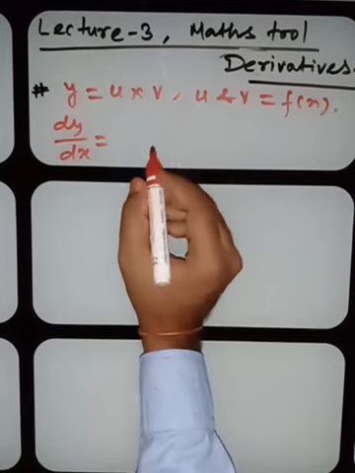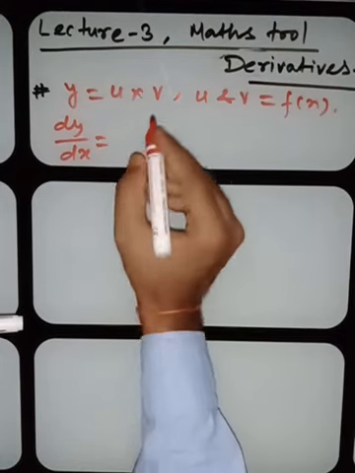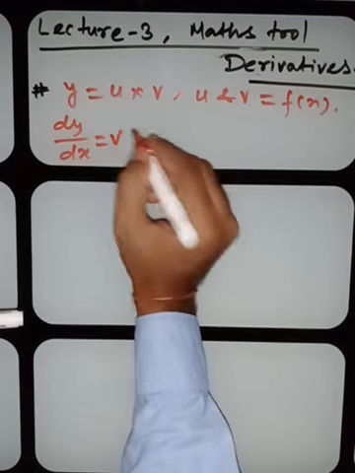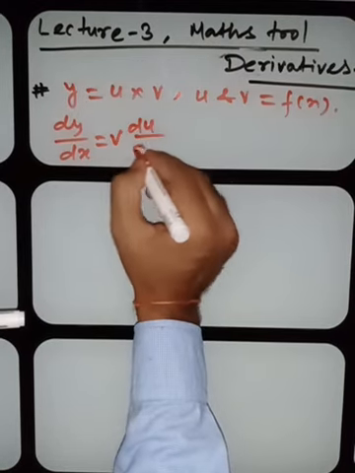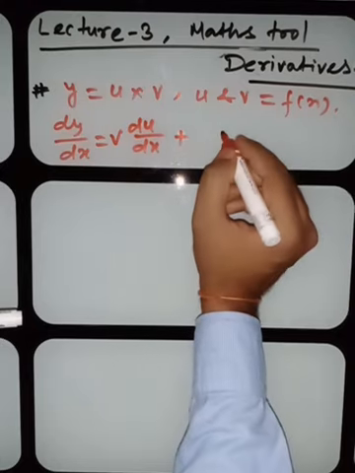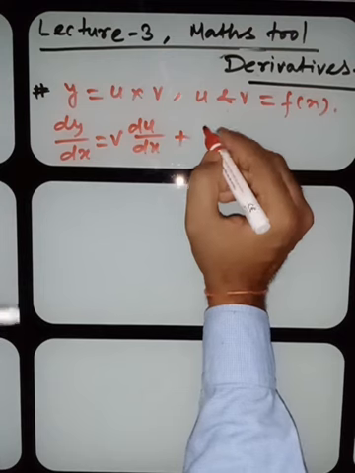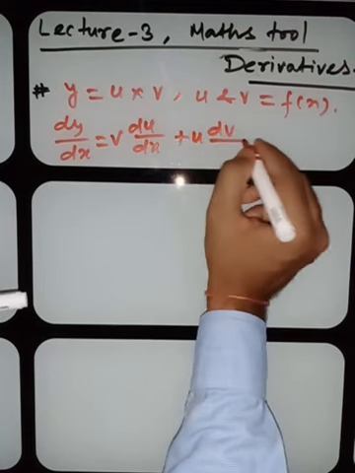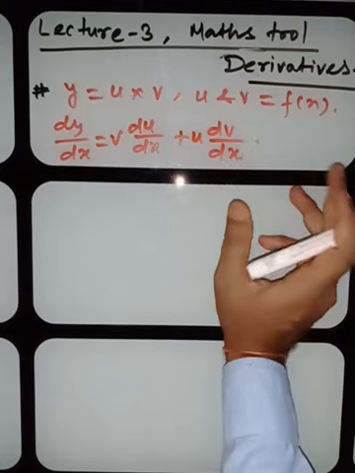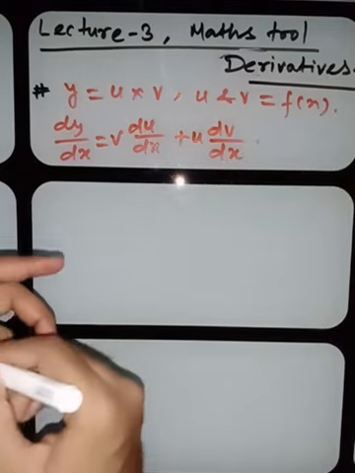Look here carefully. First you have to differentiate u, keeping v as constant. So take v out and differentiate u with respect to x, plus now keep u as constant and differentiate v. This is the formula, remember, my dear students: v du by dx plus u dv by dx. That's it, a very simple formula. Okay, now the next one.